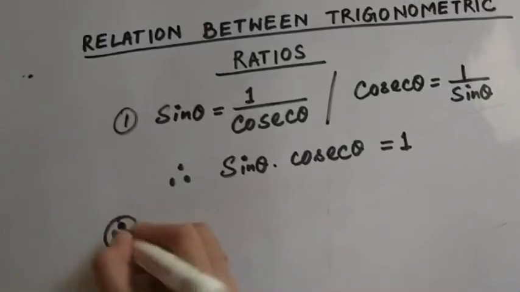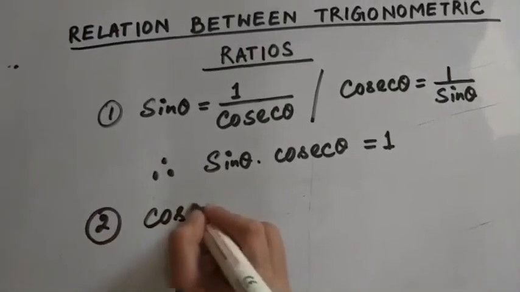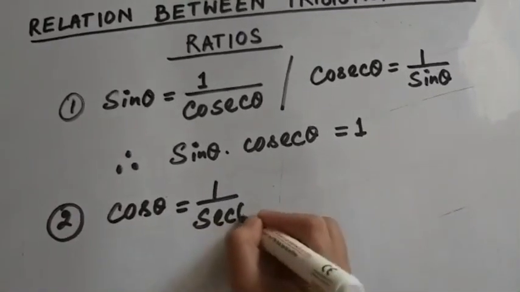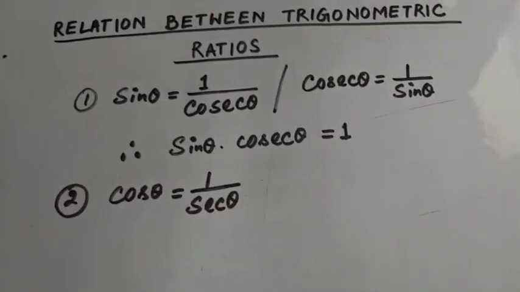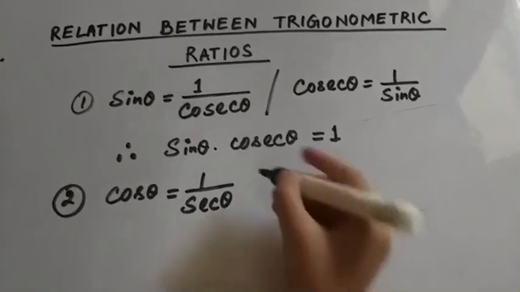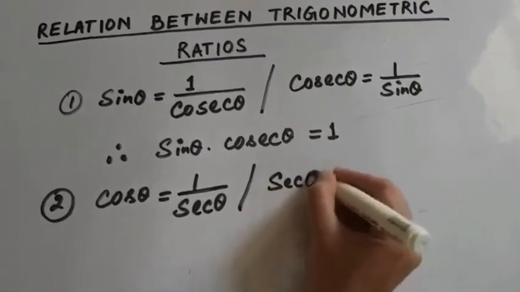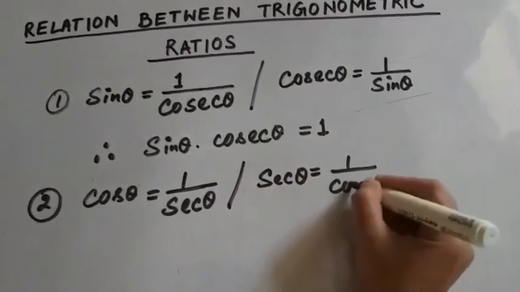Number 2, cos theta equals to 1 by sec theta. That means cos theta and sec theta are the reciprocals of each other. In another way, we can say sec theta equals to 1 by cos theta.